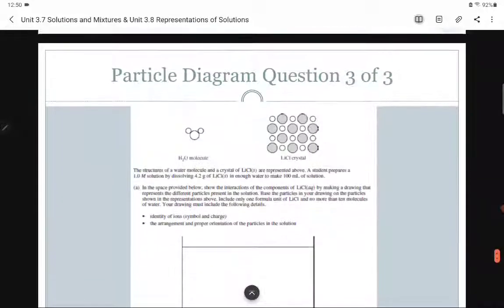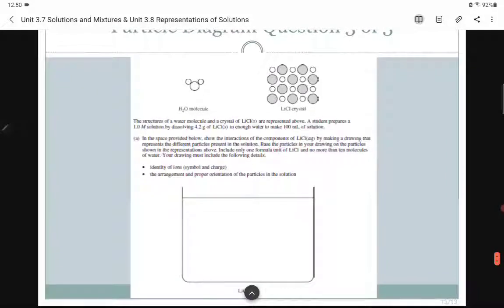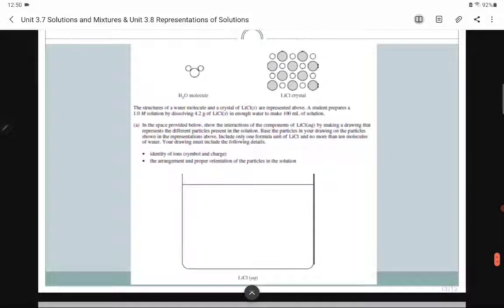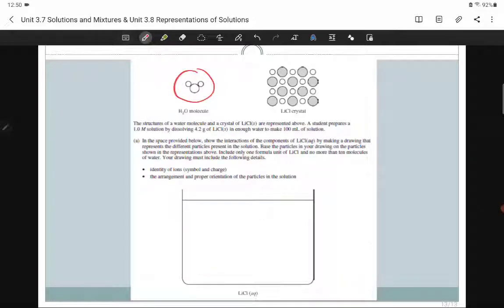And our last question gives us what water might look like, and it gives us what the Li's and the Cl's look like. By the way, the Li plus is going to be the smaller of the two circles, because ionic radii is in play here. Chloride is going to be the bigger one. Okay, I don't know if we need that or not.